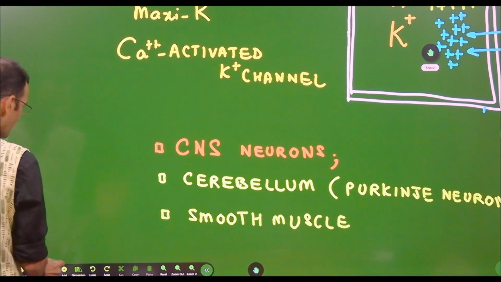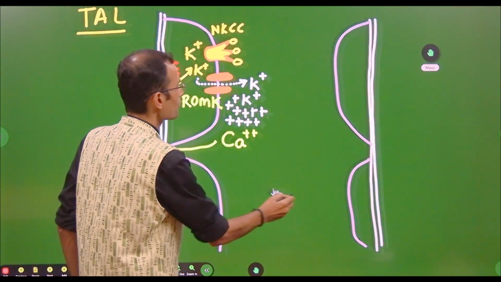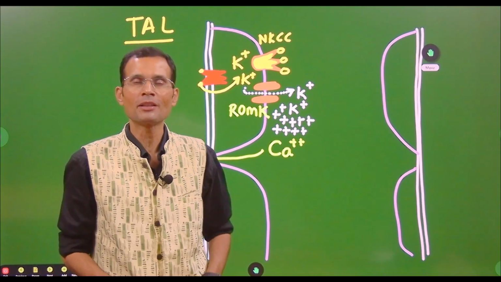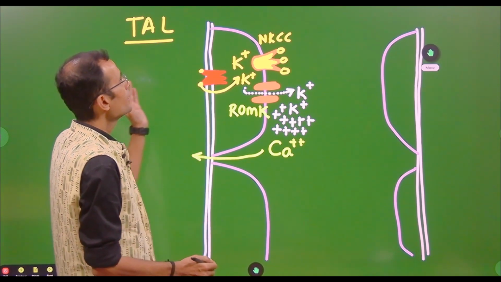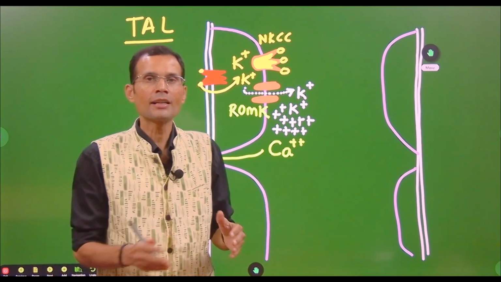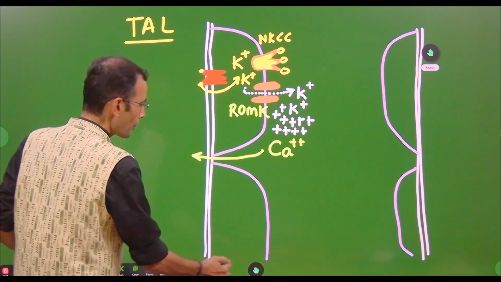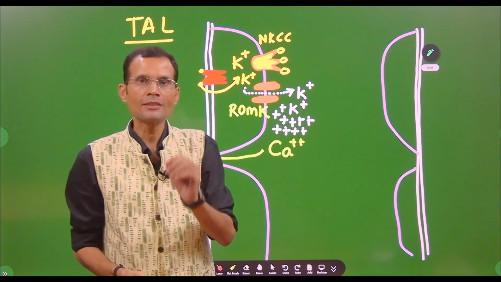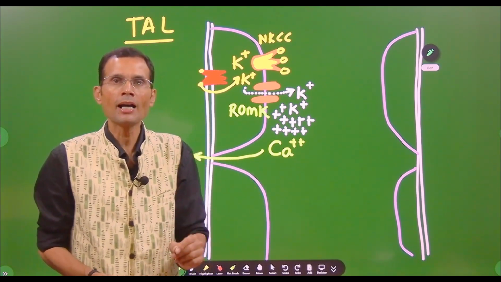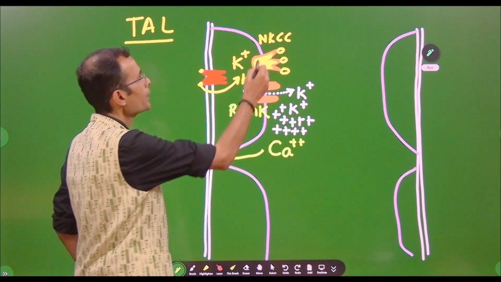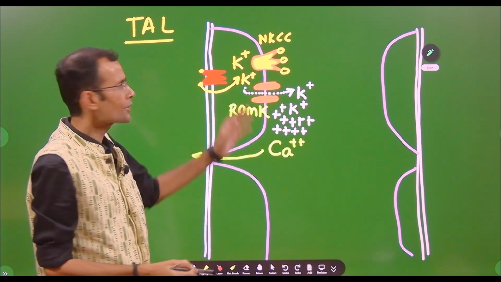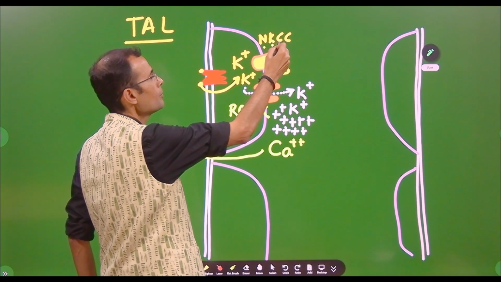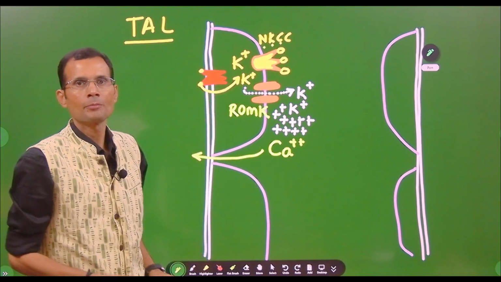Now let's go to the next site in the body. This is where there will be a potassium driven calcium movement. Yes, you heard it right. It's seen in the thick ascending limb of the loop of Henle. What happens here is there is a transporter called the NKCC transporter, the sodium potassium chloride cotransporter, in the apical membrane of the cells which are lining the tubules. So it will transport sodium, potassium and chloride into the cell.